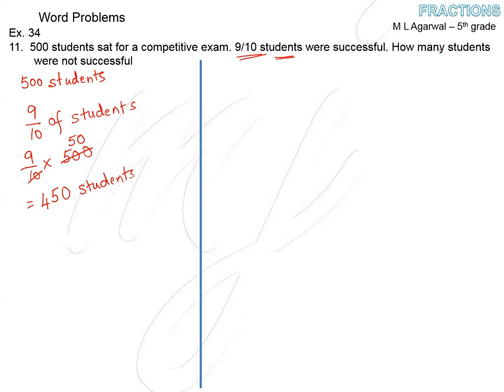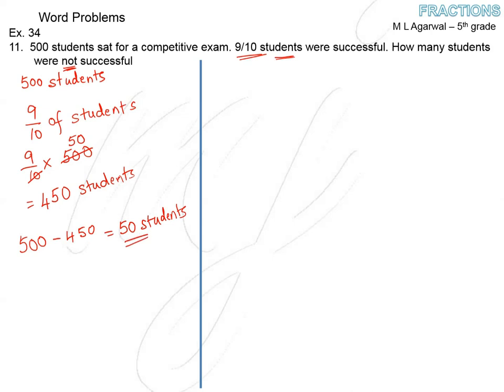But what is the question asked? How many students were not successful? So out of 500, minus 450 students. So my answer is 50 students were not successful. Clear how to go about this?